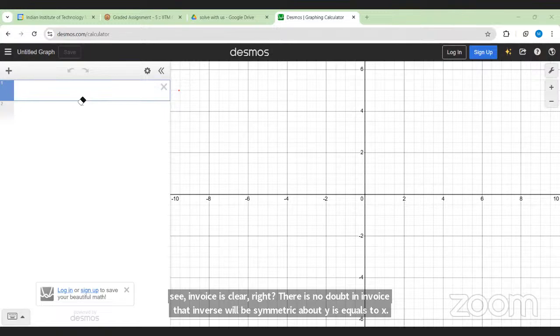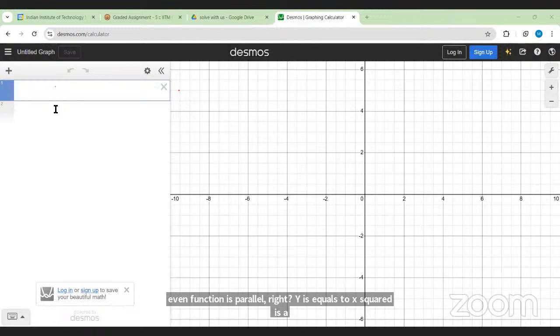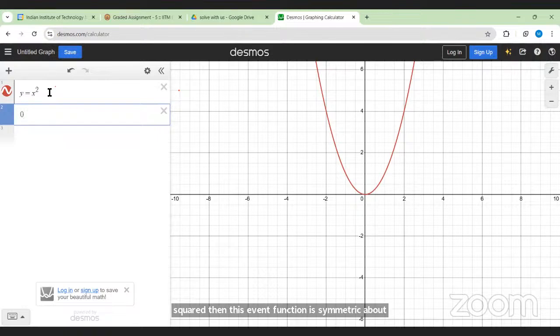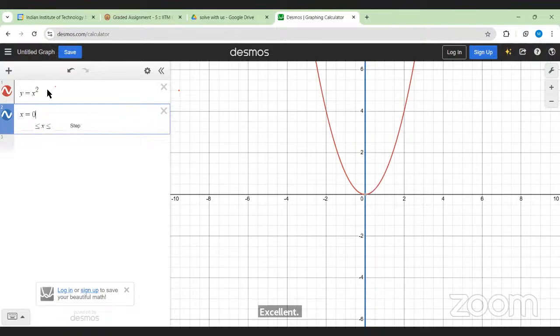So one of the even functions is a parabola, right? y is equal to x square is an even function. If you put any even function, suppose y is equal to x square, then this even function is symmetric about the y-axis, that means x is equal to 0. x is equal to 0 is the y-axis. So this graph, y is equal to x square, is actually symmetric about the y-axis, correct? This blue line: if you put a mirror over this blue line, you will get the mirror image on both sides. So that's why even functions are symmetric about the y-axis. Is that fine?